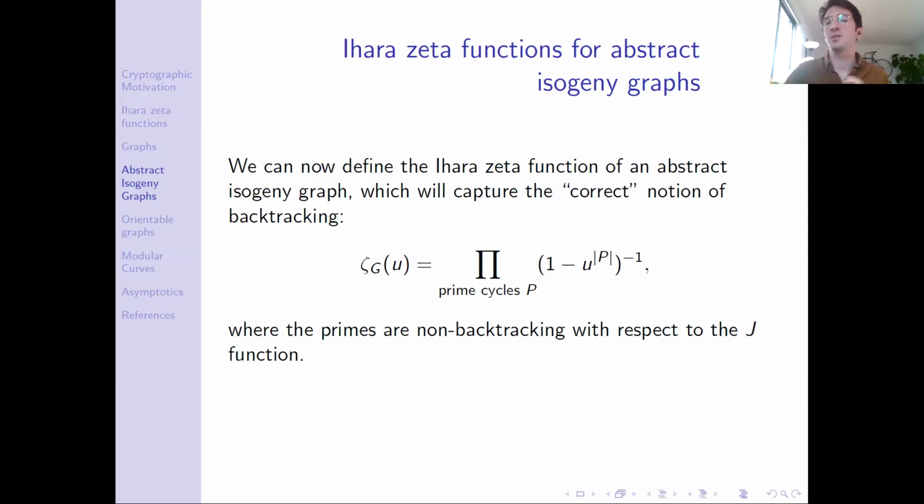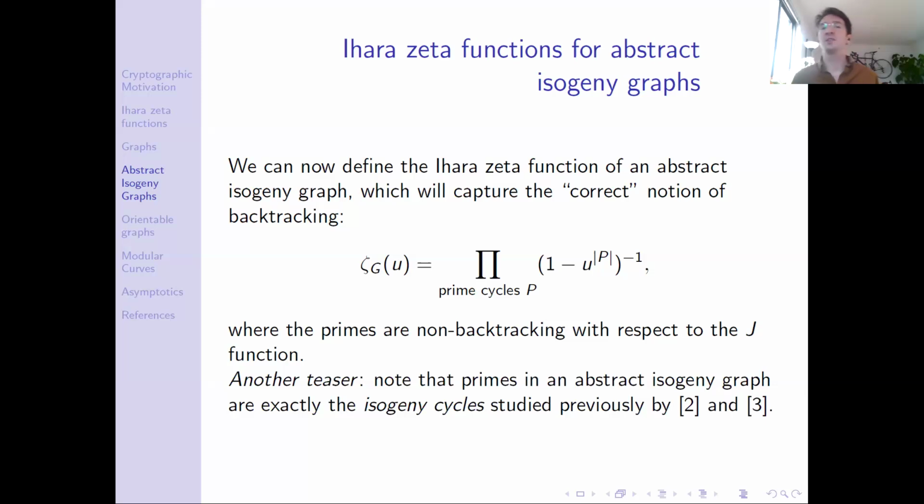If you take the same product over primes, as a consequence, we have the exact same conditions. For example, if you take the log and take the derivative, you actually count non-backtracking cycles with respect to this J function. So we can use this to study the distribution of cycles in these abstract isogeny graphs.